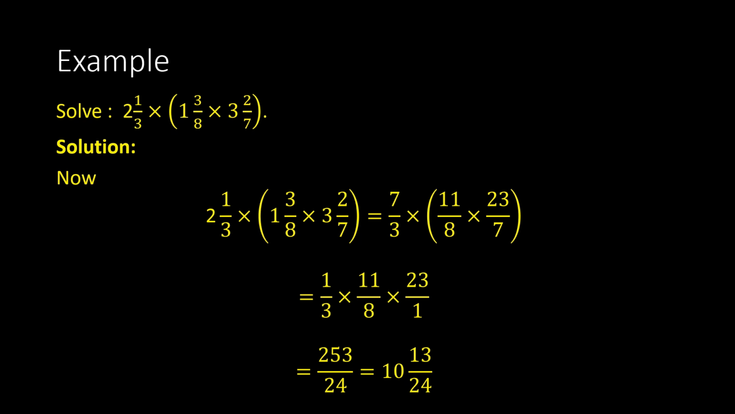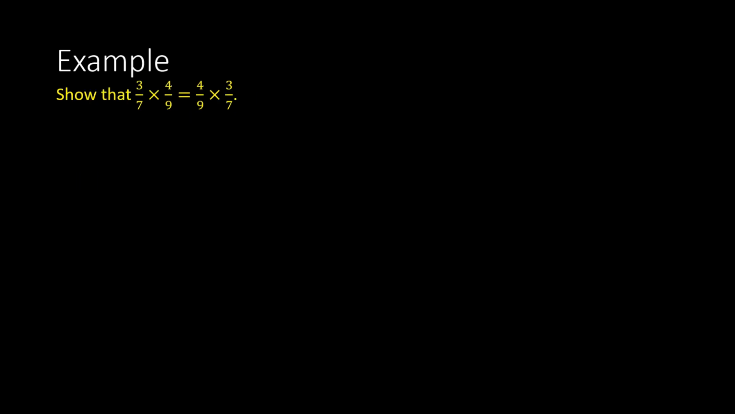The commutative property of multiplication of fractions holds. Don't be worried about the word commutative. It simply means that if we have, for example, the example you can see on your screen, 3 over 7 times 4 over 9, this can also be expressed as 4 over 9 times 3 over 7. Let's see if we can verify this.